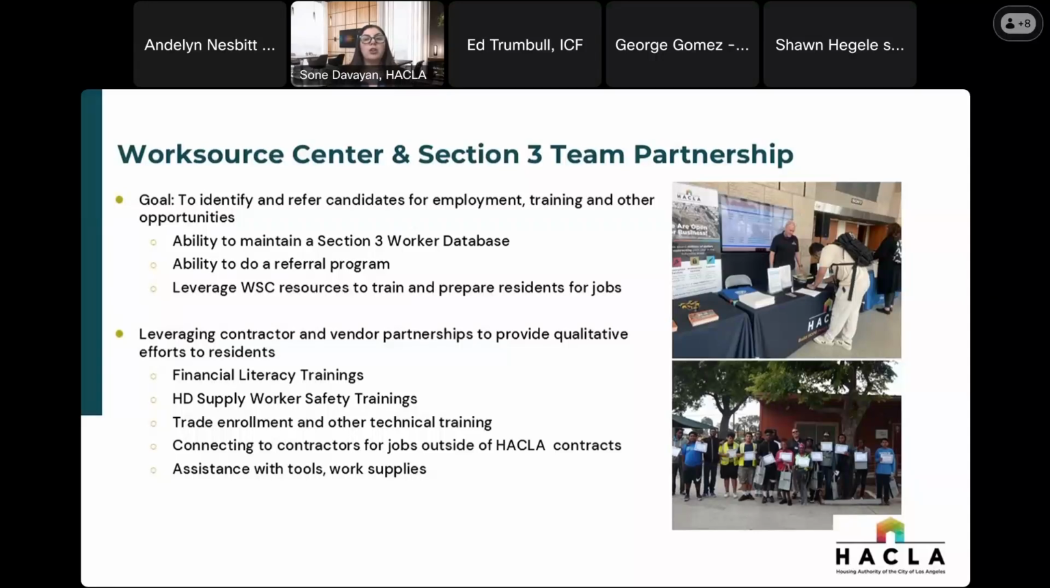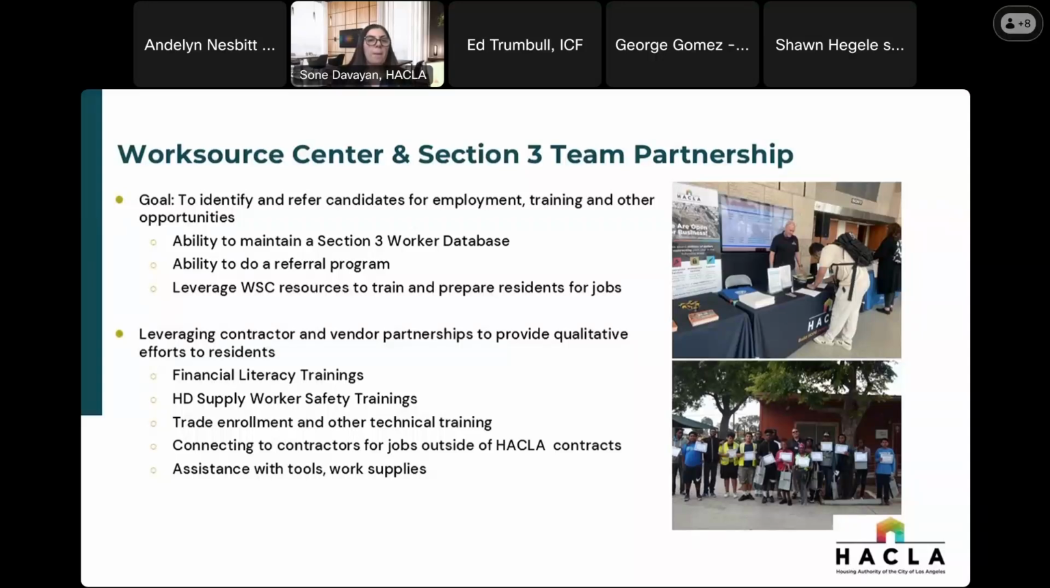Others are longer-term partnerships. For example, with U.S. Bank, who is the bank that HACLA banks with, we have developed a long-term partnership where for many years they do financial literacy trainings for our residents and resident advisory committees. These financial literacy trainings are very important, and our residents seem to really enjoy them, and it's beneficial for them. So every year, at least 2 trainings are held by U.S. Bank.